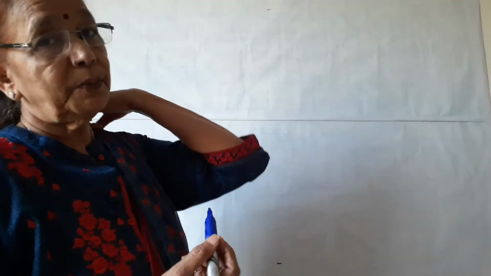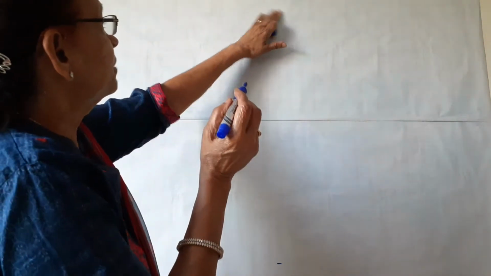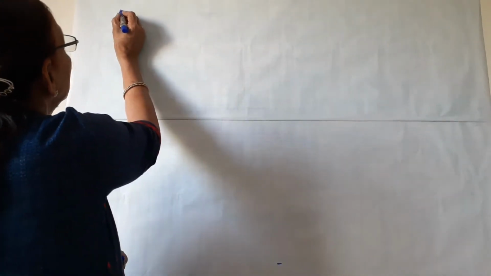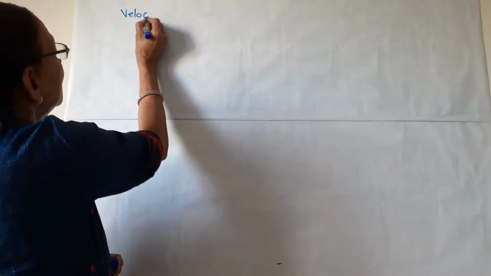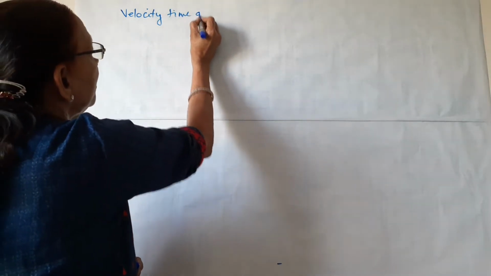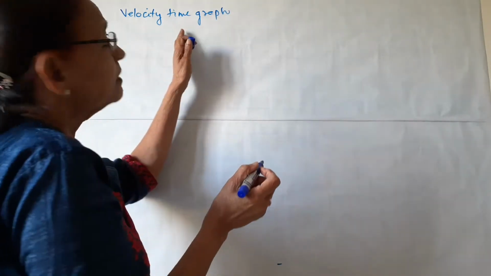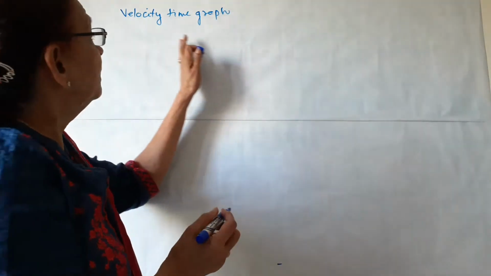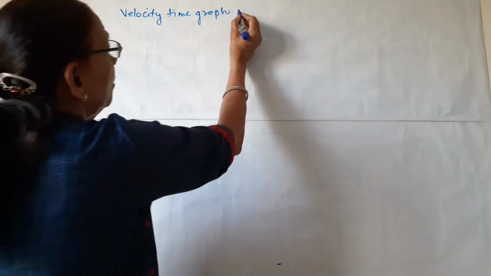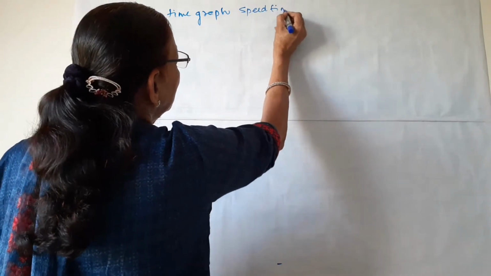So in the chapter motion, this is the next part and we will start with the next graph, that is the velocity time graph. We have done the distance time graph or dt graph. This is the second graph, velocity time graph, or we can say speed time graph.